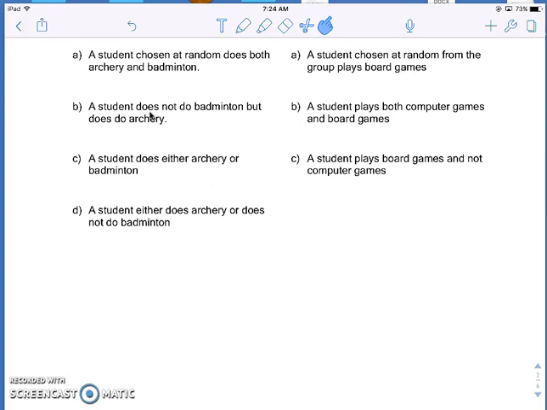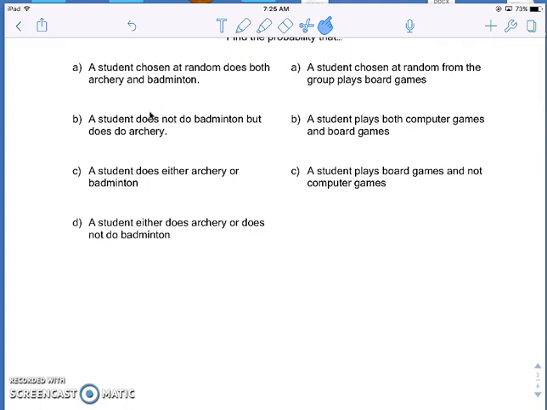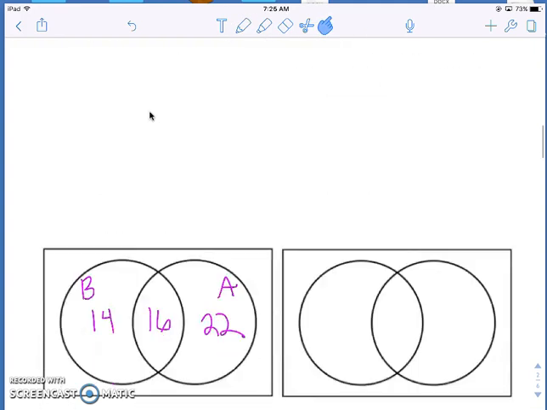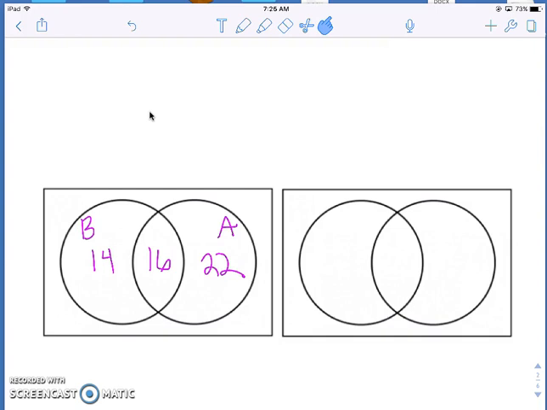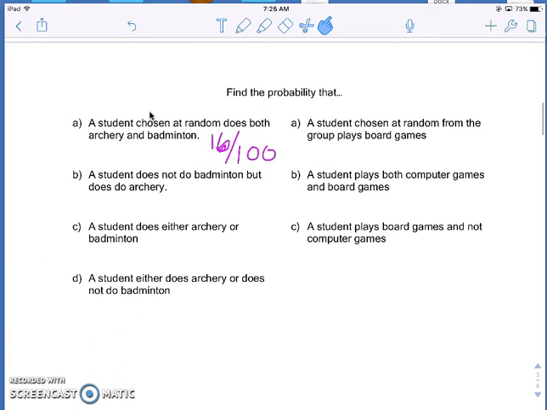A student chosen at random does both archery and badminton. So how many do both? Well, we can look at our Venn diagram. That's 16 out of 100. A student does not do badminton, but does do archery. Well, how many are archery only? There's just 22 of those. So this would be 22 out of 100.